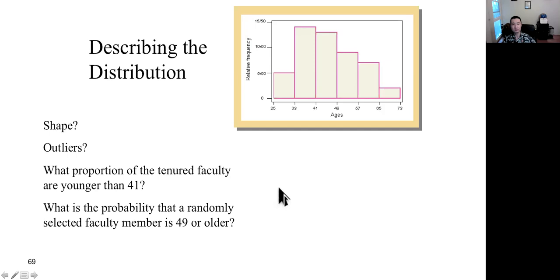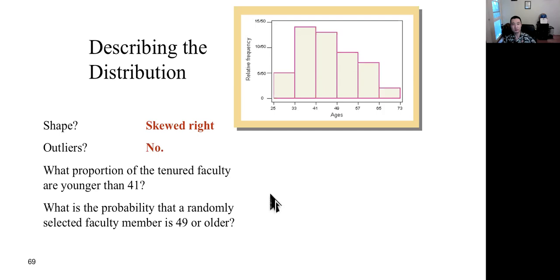First of all, what is the shape of the histogram? It is skewed to the right, which means the right side has the longer tail. The left side has a shorter tail, so we call that skew to the right. And the outliers, outlier again means a value much larger or much smaller than the remaining sample items. In this example, there are no outliers.